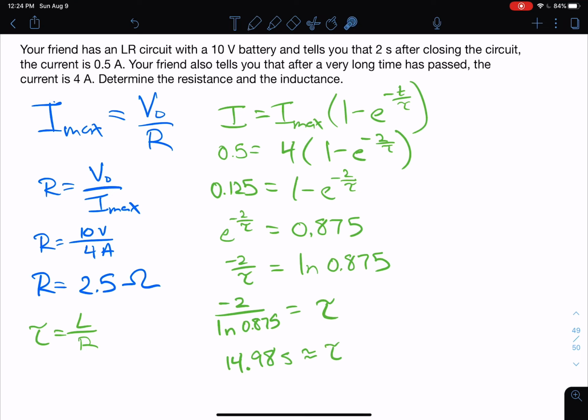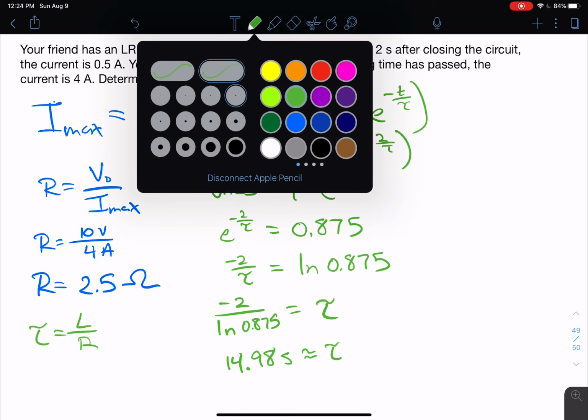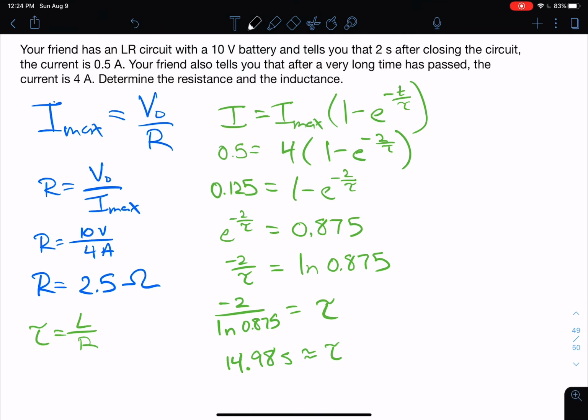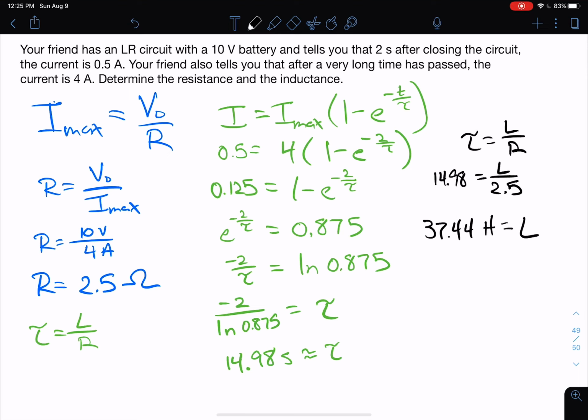Okay, so now I know tau, and I know the resistance, so I can easily solve for L. So let's do that. So tau equals L over R. Tau is approximately 14.98. R is 2.5. And so what I get is that the inductance is approximately 37.44 henries.